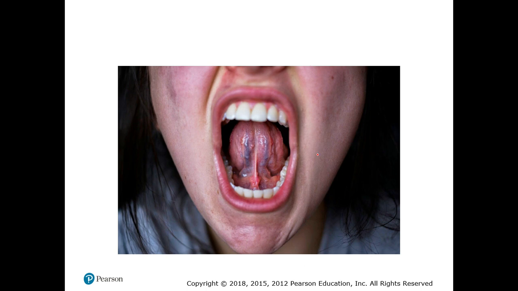So, usually people have trouble figuring out what this structure is. So, the lingual frenulum is actually located right here. Again, it does help attach that tongue to the base of your mouth to prevent posterior movement.